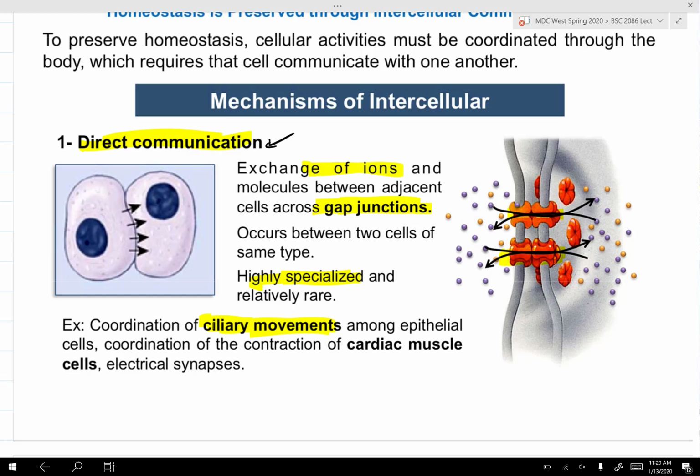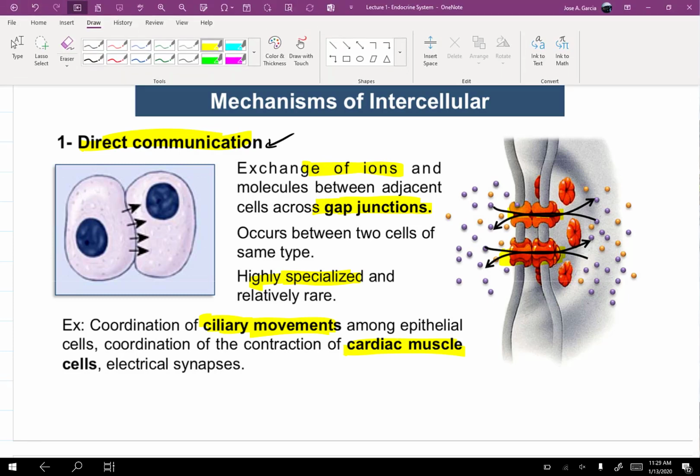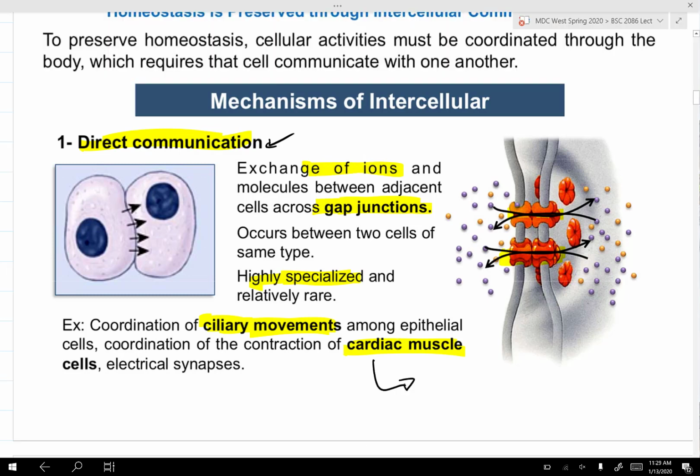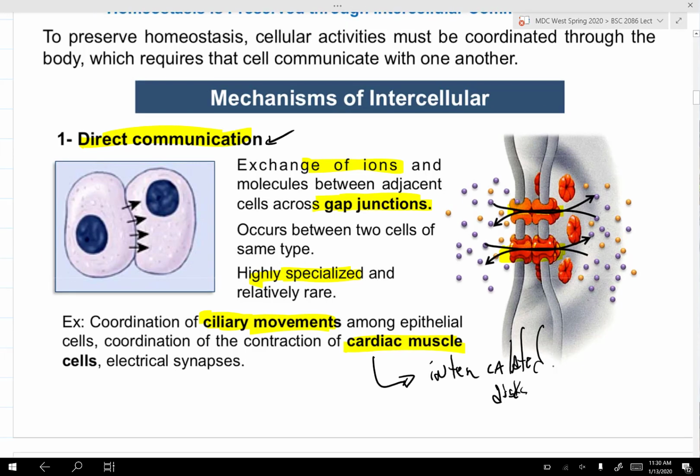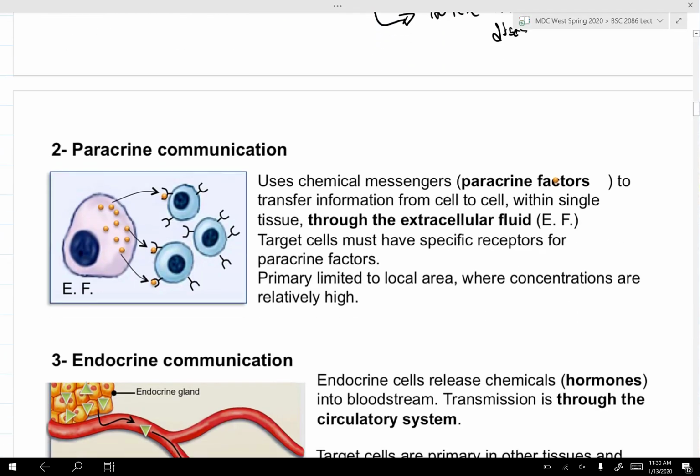All right. So you also have coordination and contractions of the cardiac muscle, and in the cardiac muscle, these gap junctions have another structure name, and that is known as what? Anybody? Intercalated discs. I keep saying it wrong. Whatever. So intercalated discs. So that's a direct communication.